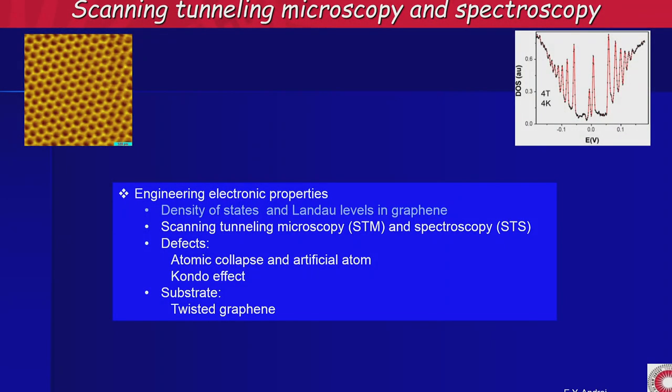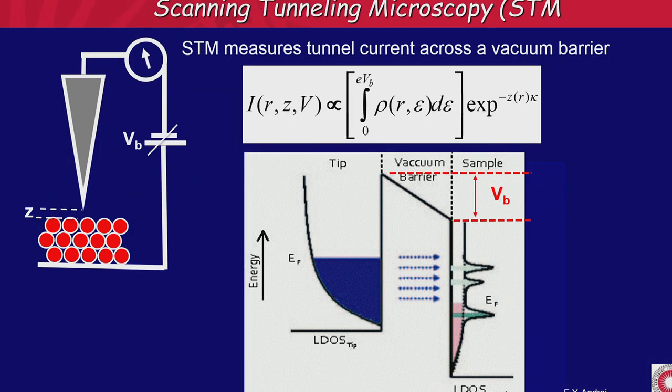Okay, so now I'm going to tell you just a little bit about our technique. I know most of you are theorists, so this is going to be fascinating for you. Okay, the scanning tunneling microscope. It's a very, very simple device. Actually, this is a high school project. You can actually build your own STM for about $50.